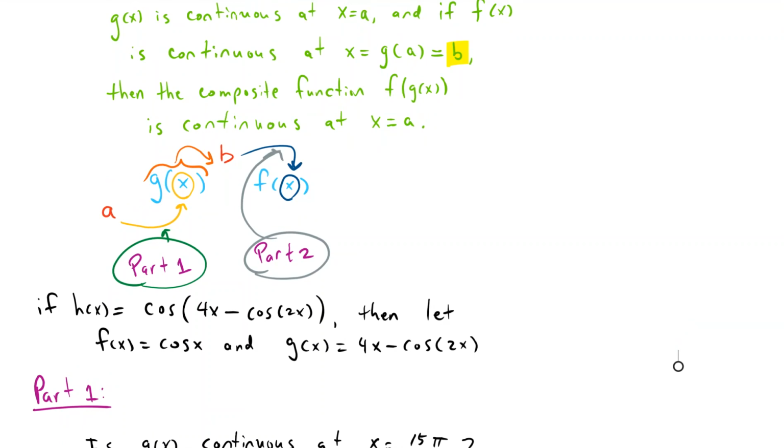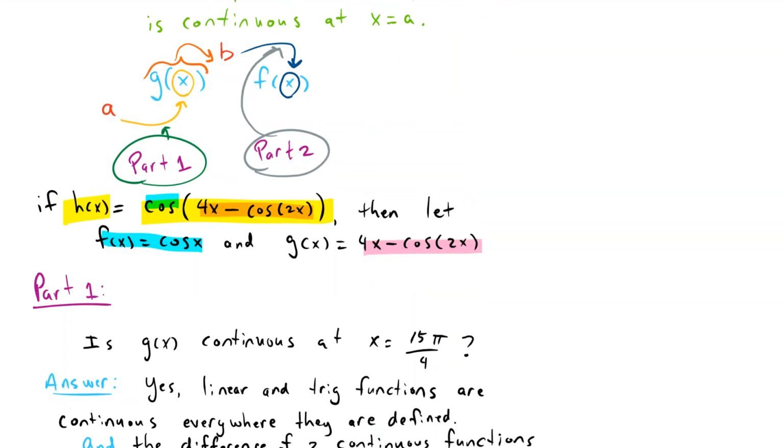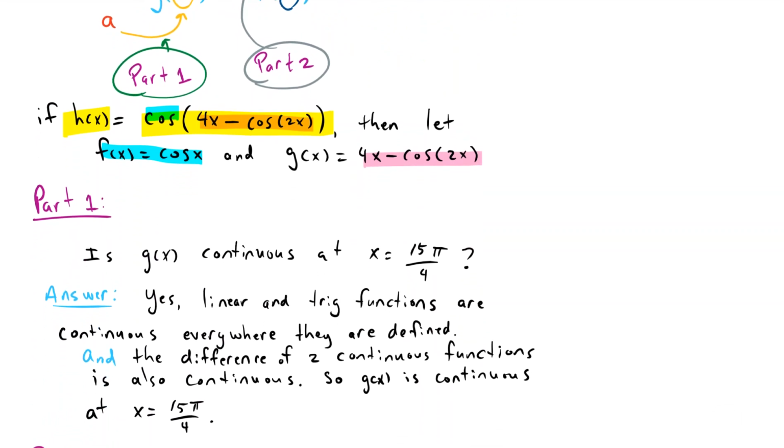So if we look at our function h, which is cosine of 4x minus cosine of 2x, we need to actually identify which is the f and which is the g, meaning we need to write it in terms of a composite function. So if we say that f is cosine of x, that's our outside part right here, and g of x is 4x minus cosine of 2x, which is the inside part. Let's check these two parts, part 1 and part 2, to see if this actually checks out.